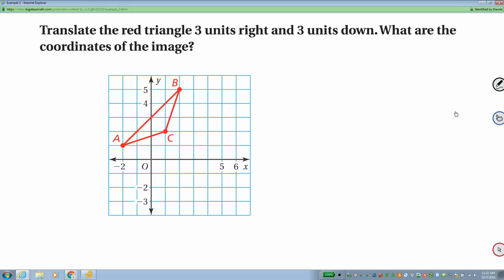Now, with a translation, ladies and gentlemen, we're going to start putting these figures on a coordinate plane. If you notice here, the coordinate plane is kind of, they're not giving you all four quadrants. They're kind of giving you just like a snapshot of it. It says translate the red triangle 3 units right and 3 units down. What are the coordinates of the new image? So the first thing I want us to do is tell me what are the actual coordinate points for A, B, and C on the original triangle.